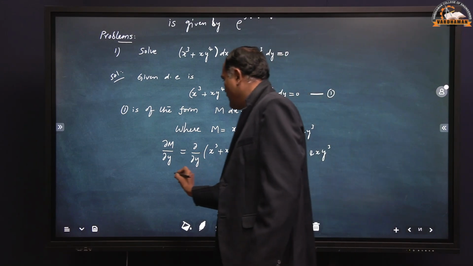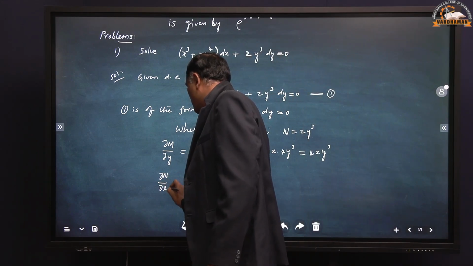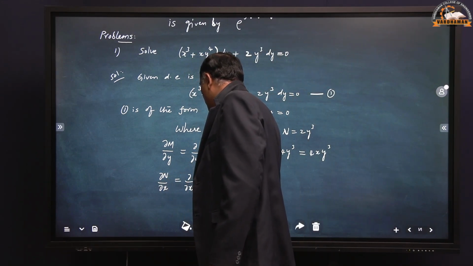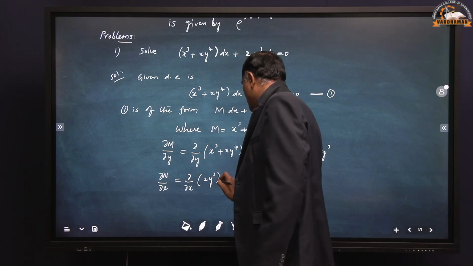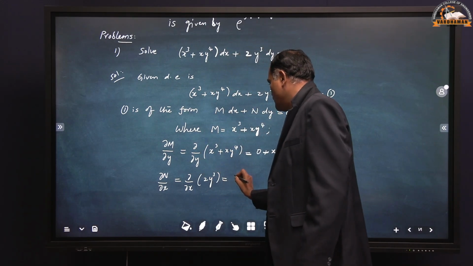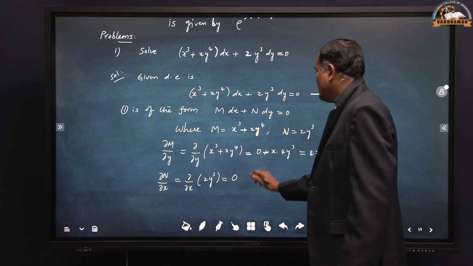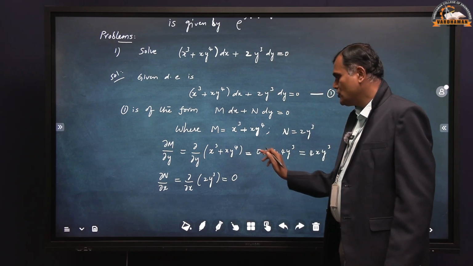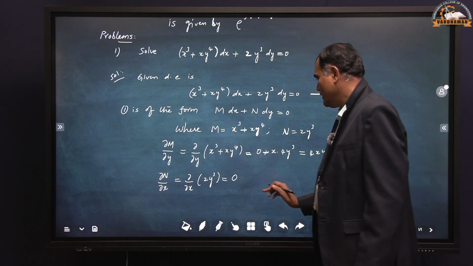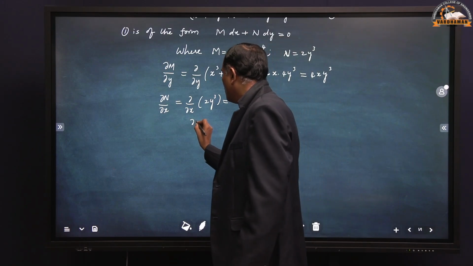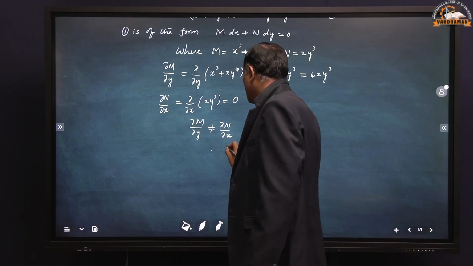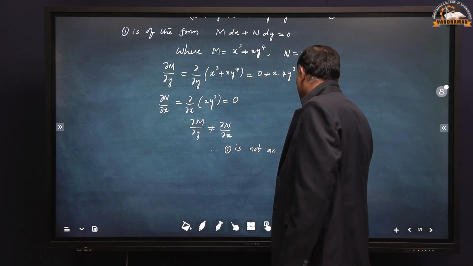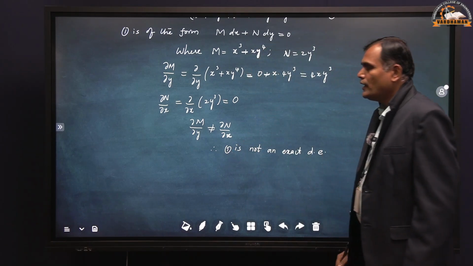Now let us differentiate n with respect to x. Dou n by dou x, that is dou by dou x of n. Here n is nothing but 2y cube, and there is no x at all, so its derivative is simply 0. Now clearly these two are not the same, so this differential equation is not exact. Dou m by dou y is not equal to dou n by dou x. Therefore this differential equation is not exact.